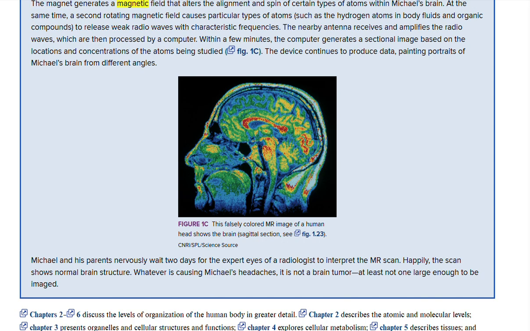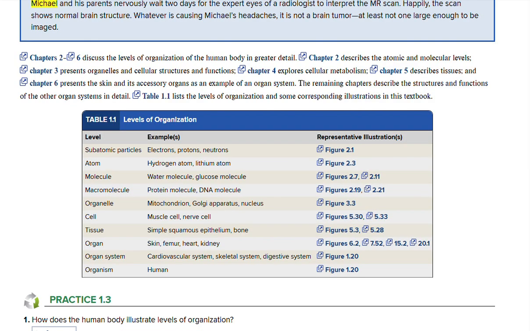The magnet generates a magnetic field that alters the alignment and spin of certain types of atoms within Michael's brain. At the same time, a second rotating magnetic field causes particular types of atoms, such as the hydrogen atoms in body fluids and organic compounds, to release weak radio waves with characteristic frequencies. The nearby antenna receives and amplifies the radio waves, which are then processed by a computer. Within a few minutes, the computer generates a sectional image based on the locations and concentrations of the atoms being studied, figure 1c. The device continues to produce data, painting portraits of Michael's brain from different angles.